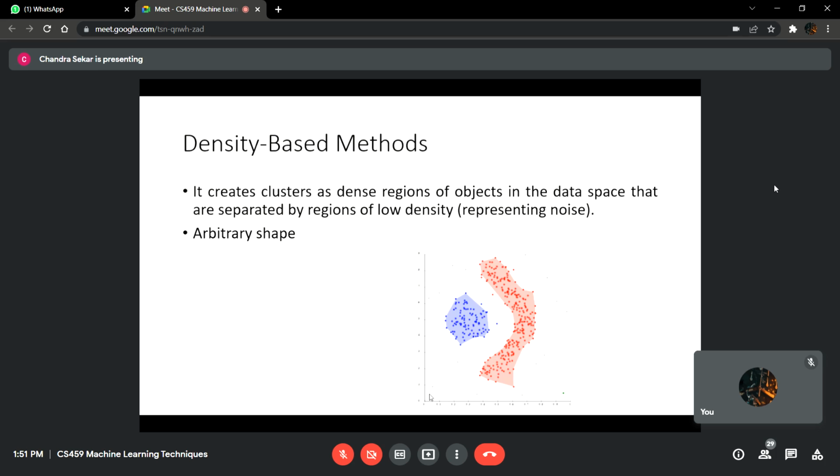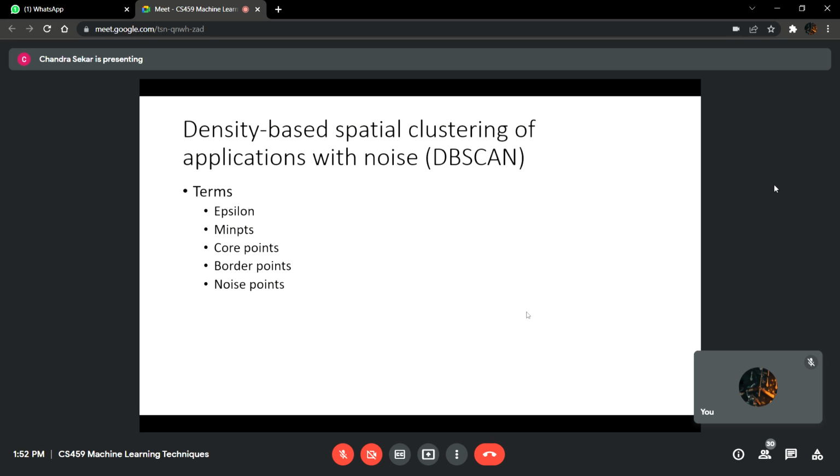This DBSCAN clustering technique, which comes under the density-based methods, is specifically designed for applications that have a lot of noisy data. Noisy data is data which consists of more irrelevant data. Before explaining the DBSCAN algorithm with an example, I wish to explain some terminologies which you must understand before proceeding to the problem.